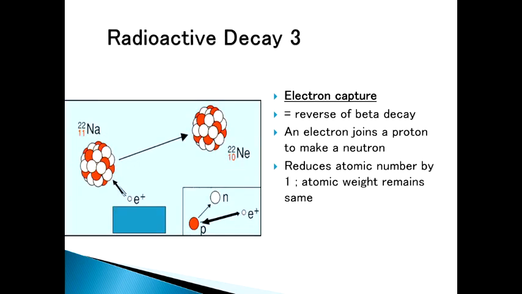There is a third type of radioactive decay that we call electron capture, and all this is, is the reverse of beta decay. So in the diagram here, I've simply overlain arrows to show that instead of an electron flying away, it zings, it gets sucked into the nucleus and it gets added to the proton to become a neutron. So then here, all of a sudden, it's going to reduce the atomic number by 1, but the atomic weight is going to stay the same.